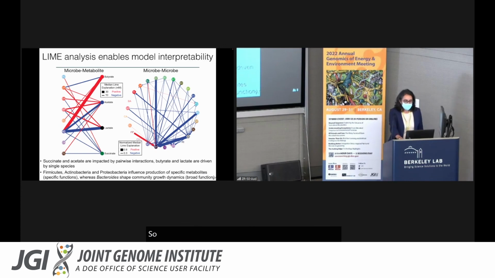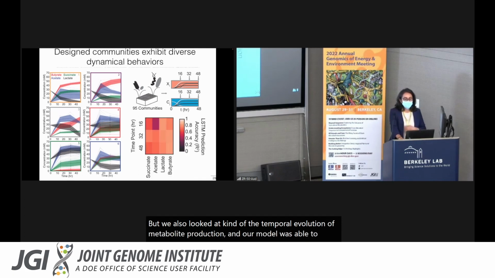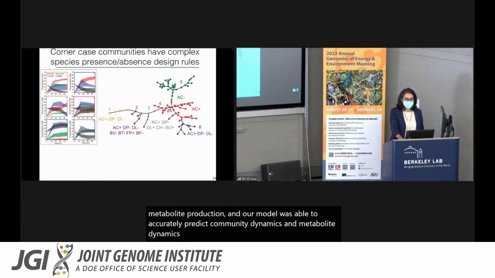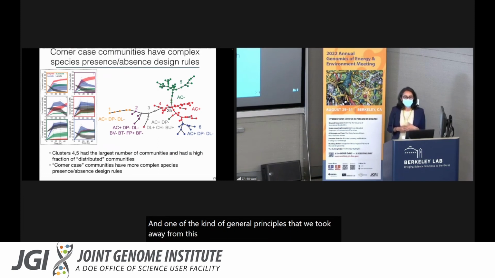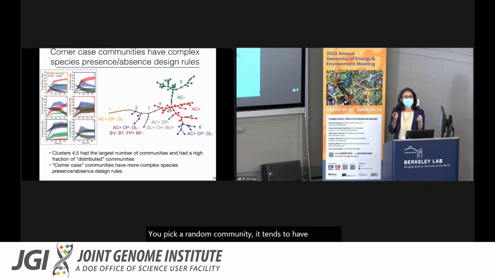So I think I will wrap up here because I think I'm out of time, but we also looked at the temporal evolution of metabolite production, and our model was able to accurately predict community dynamics and metabolite dynamics. And one of the general principles that we took away from this is that communities tend towards typical attractor states. You pick a random community, it tends to have very similar behaviors.